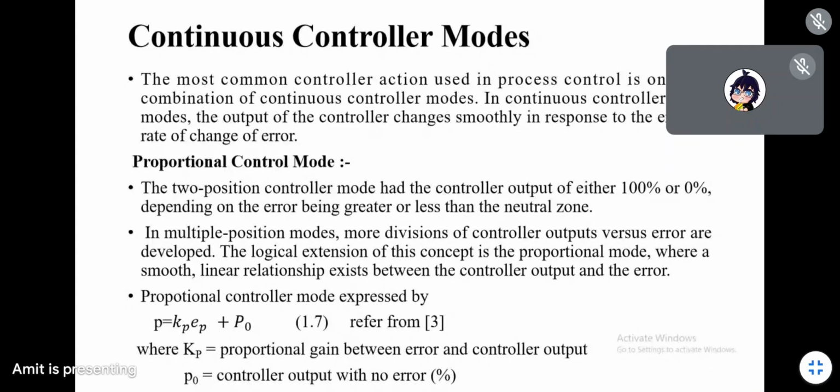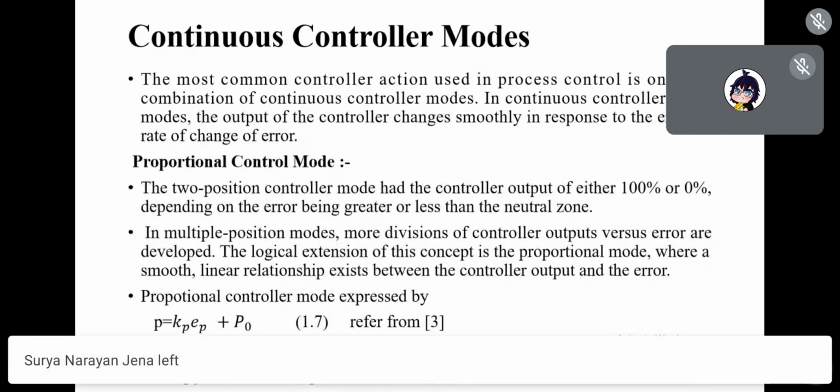So your controller mode is basically P = Kp·Ep + P0. That is your proportional mode equation. This is a very linear equation, where Kp is the proportional gain. And Ep, what is Ep? Ep is the error.